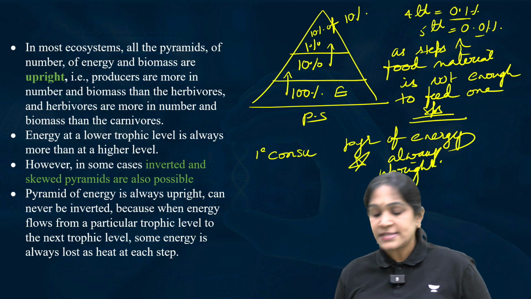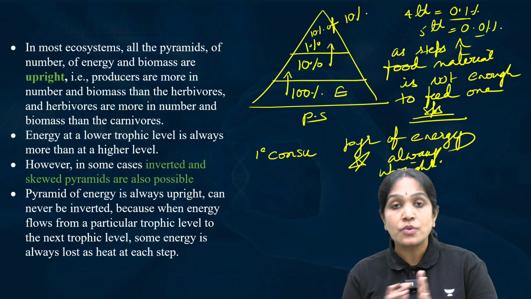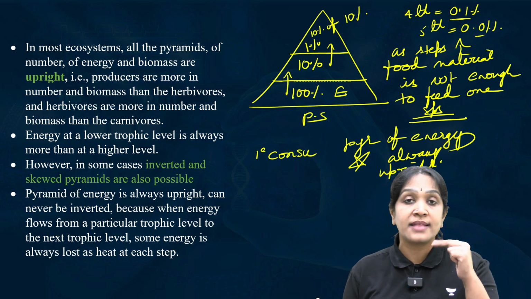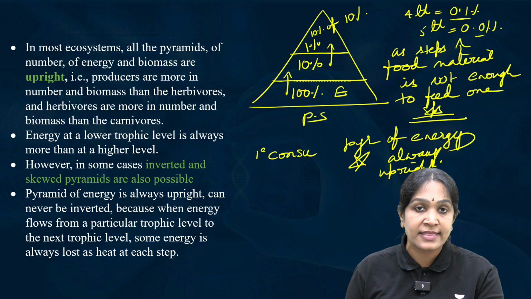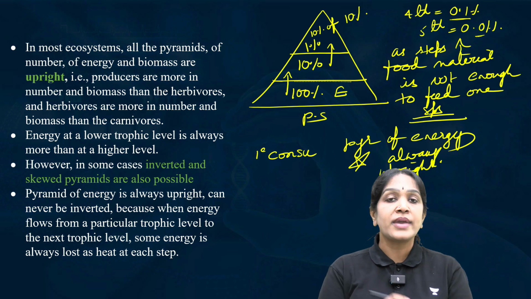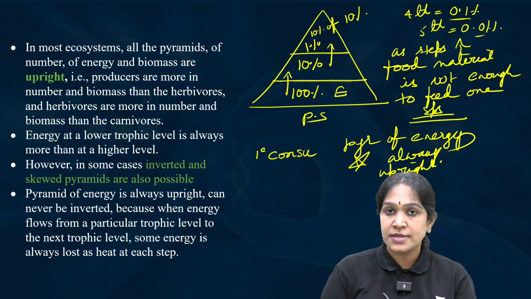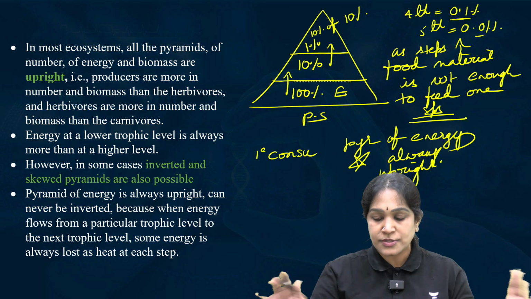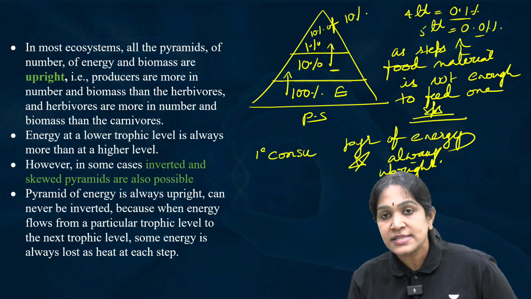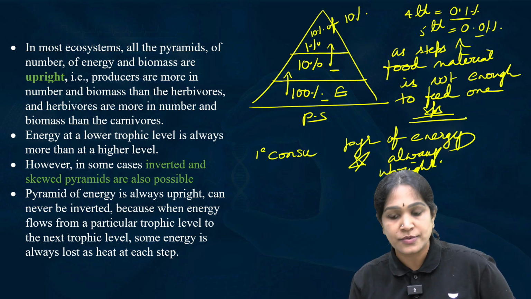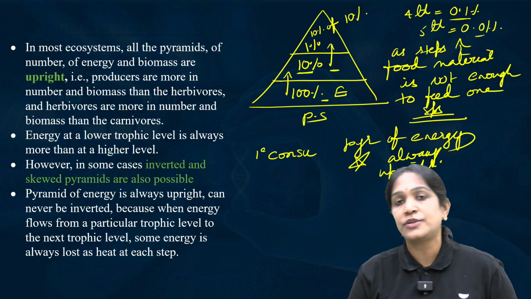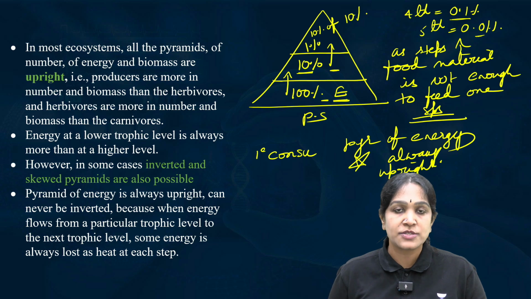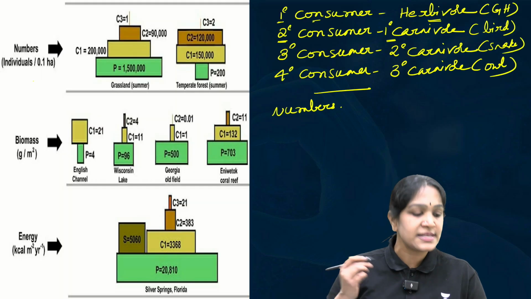Why? What is the reason? I told you that there is no chance that the consumers can have more energy than the producers, because they are getting energy from the producers. So how can they have more energy than the producers? Definitely the pyramid of energy is always upright. They have only 10% of the energy when compared to the energy in the producer level.